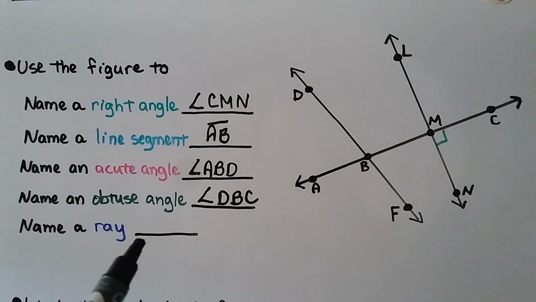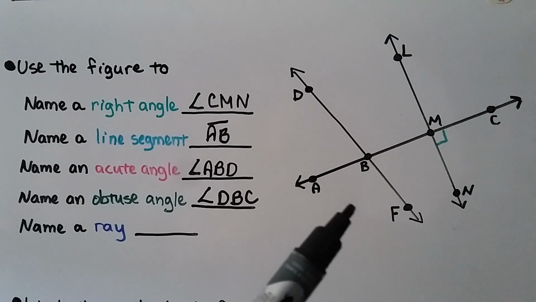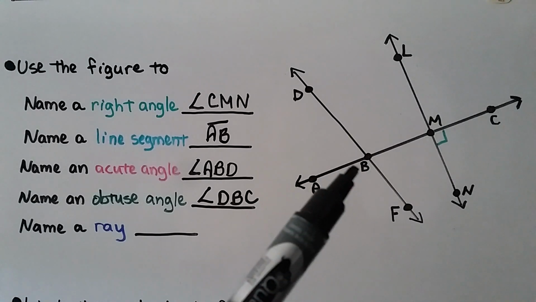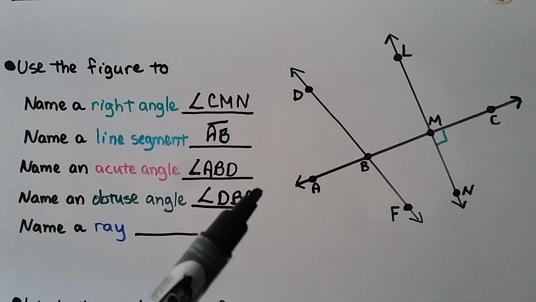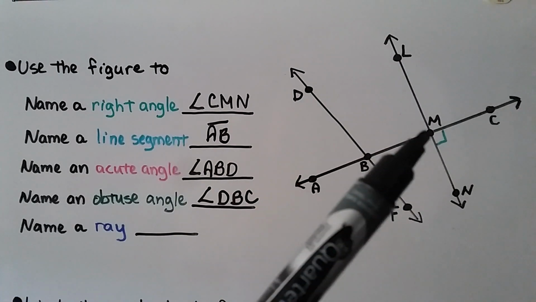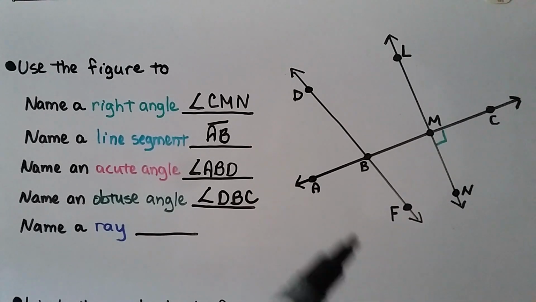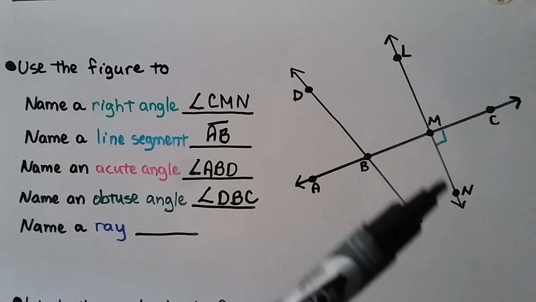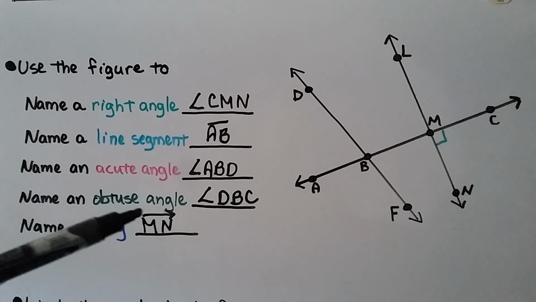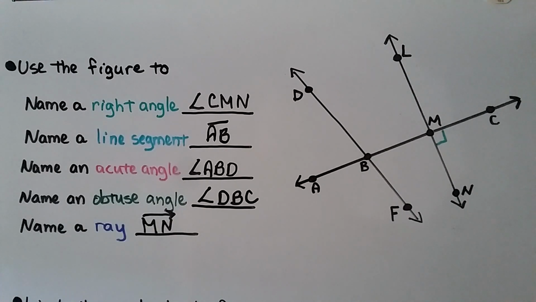Now we need to name a ray. Oh, I see a lot of rays. Do you see an endpoint with an arrow pointing in a direction? How about ray BA right here, starting at this as the endpoint and continuing on this way? We could even say BD is a ray, or ML is a ray, or MC is a ray, or MN is a ray, or BF is a ray. There's a lot of rays in this figure. We could choose any one of them. How about ray MN? We write the capital letters MN and an arrow pointing to the right for ray MN.